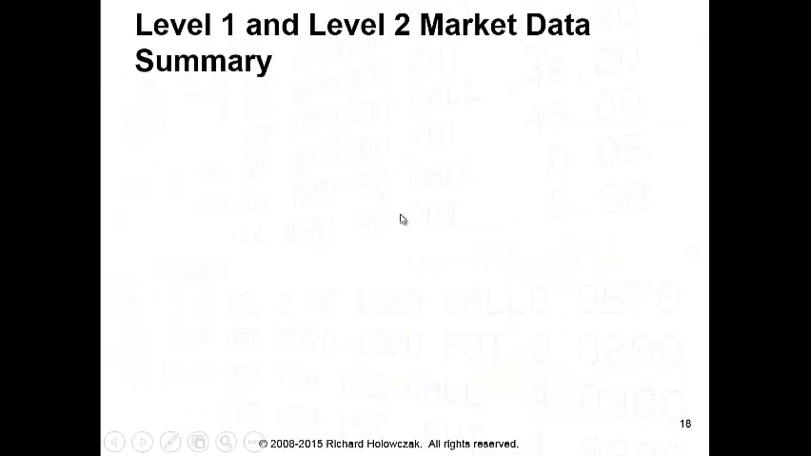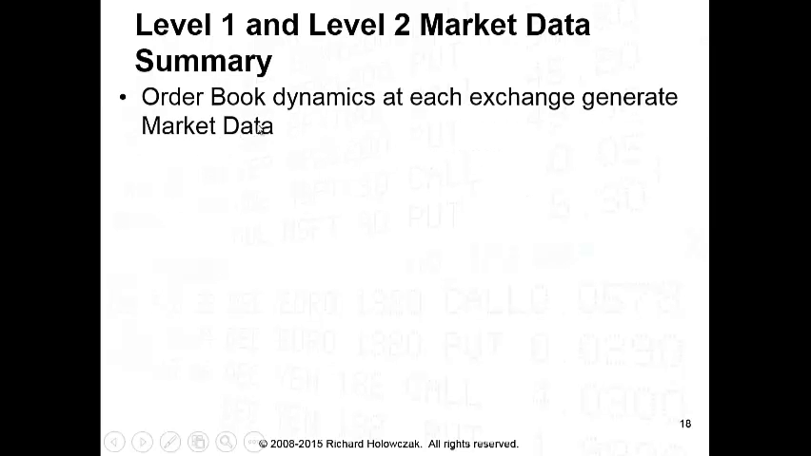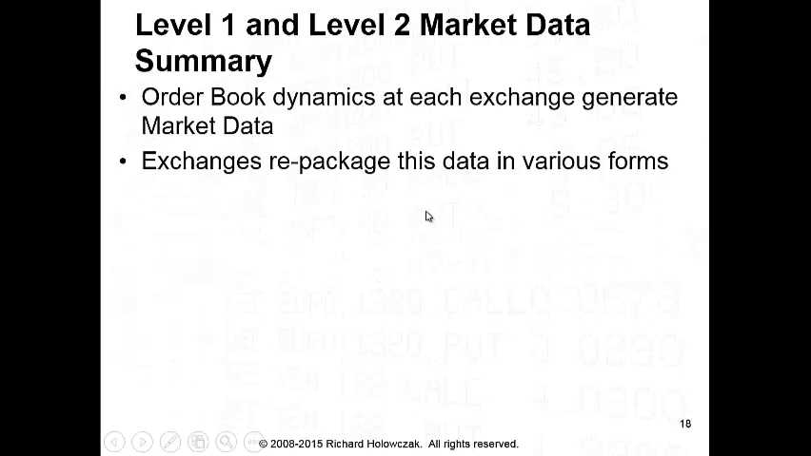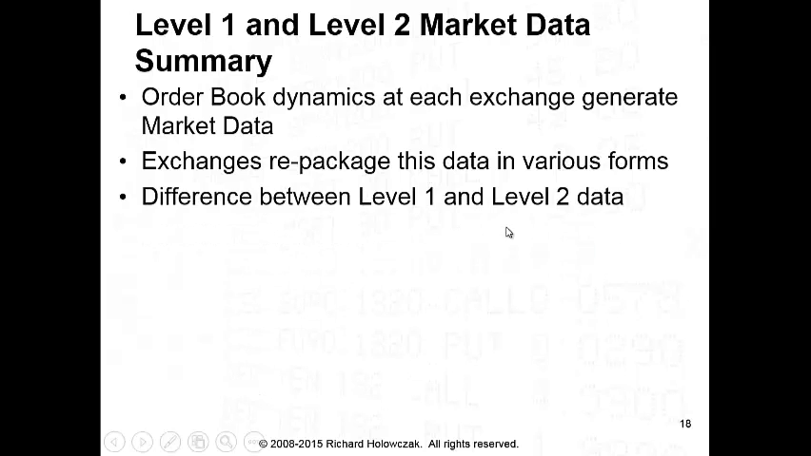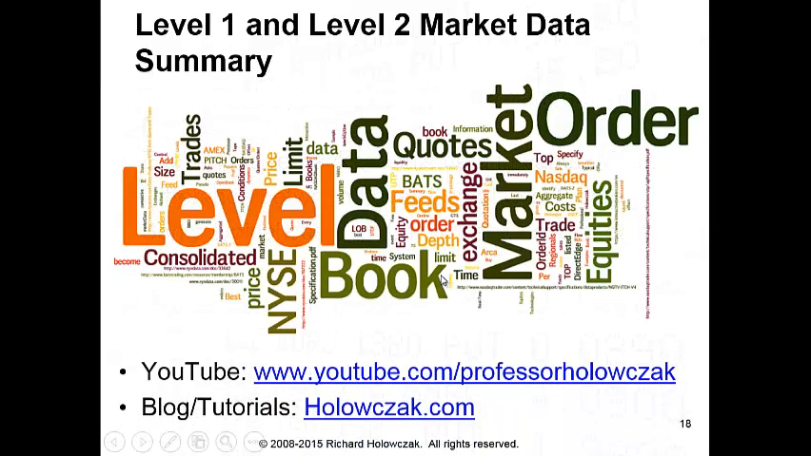Okay, so that about wraps it up. And just in summary, we talked a little bit about some order book dynamics and how each exchange generates market data. We talked about how exchanges repackage this data in various forms, the difference between level 1 and level 2 data, and some typical costs for level 1, level 2 data.